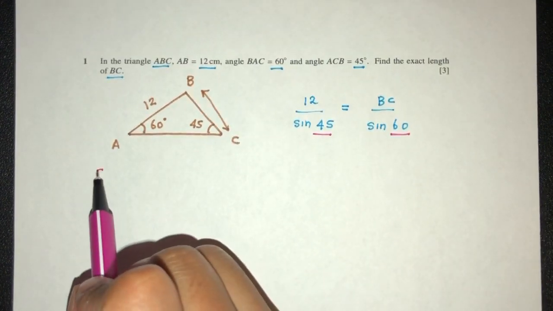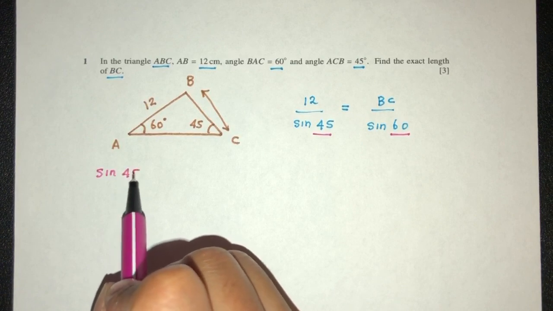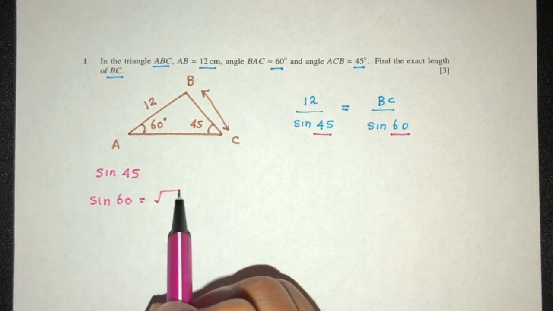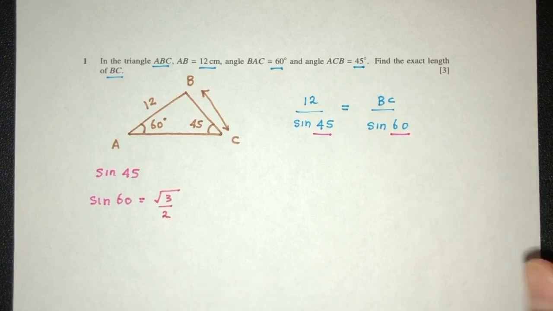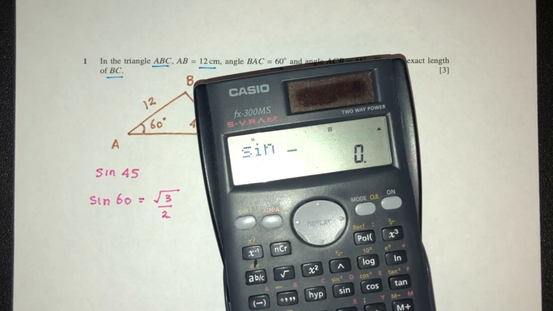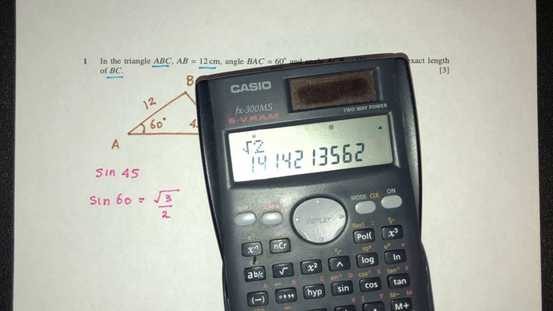So sine of 45 is what? And sine of 60 is what? This one is root 3 over 2. We can check. Sine of 60 is this, root 3 divided by 2. Same thing. Now what is sine of 45? Should be this, which is root 2 divided by 2.